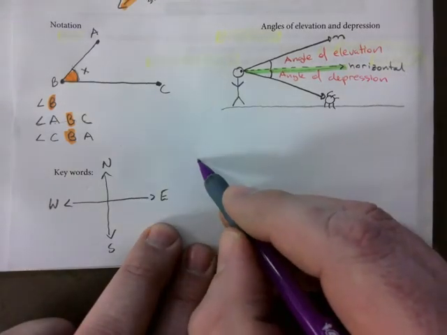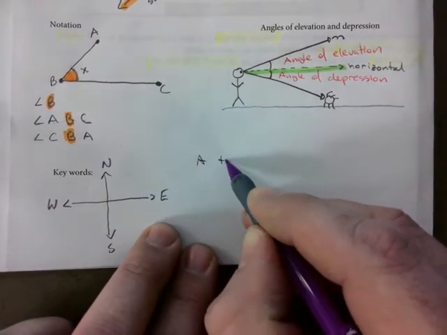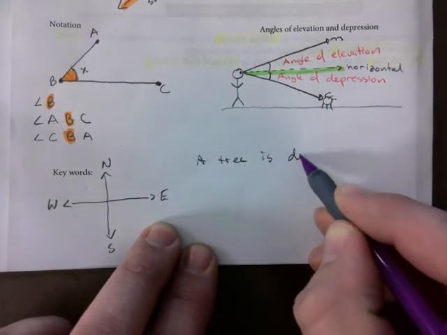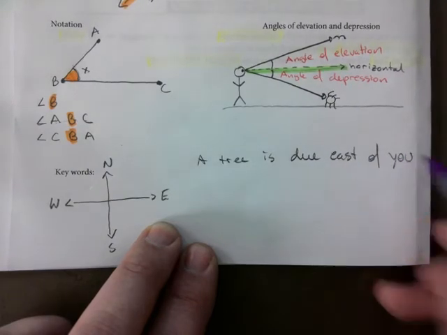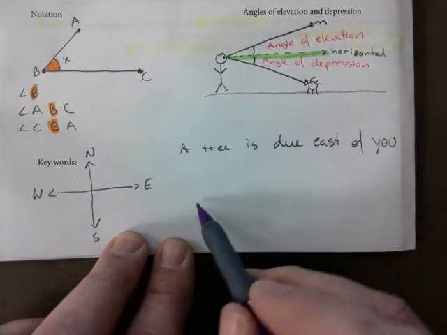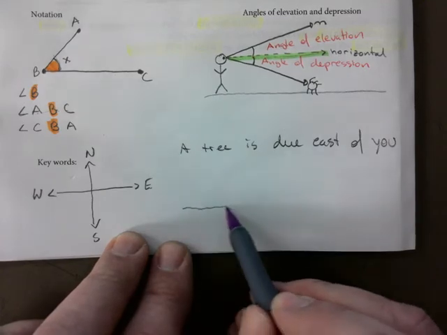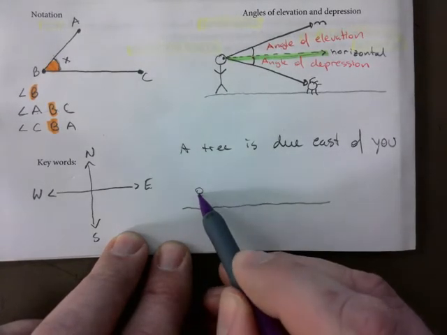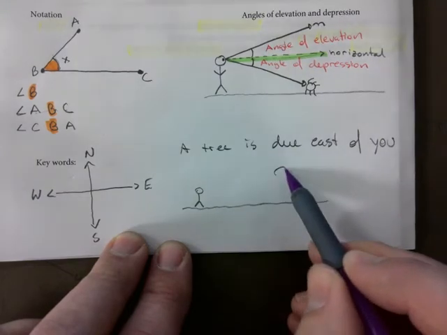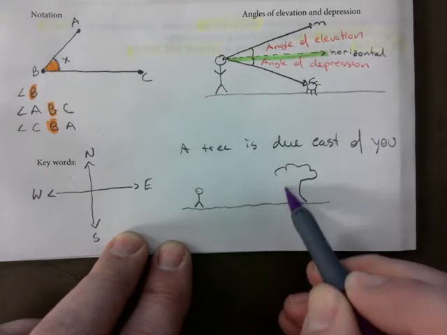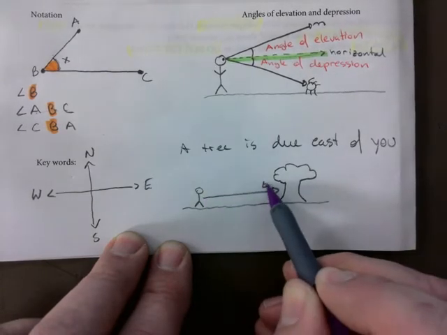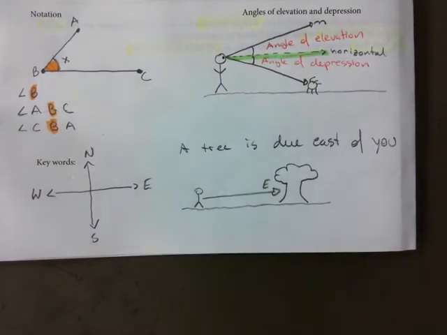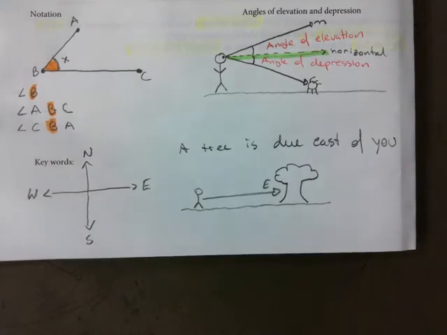So if a tree is due east of you. If a question said that, a tree is due east, that means that if you were to stand here, the tree would be due east of you, right? It means that it's straight, like right next to you. Like if you look east, it'll be right there, okay?